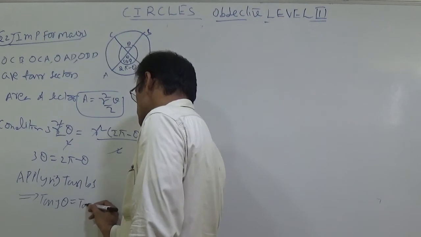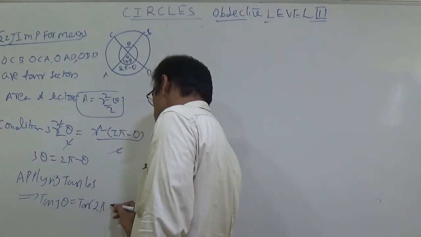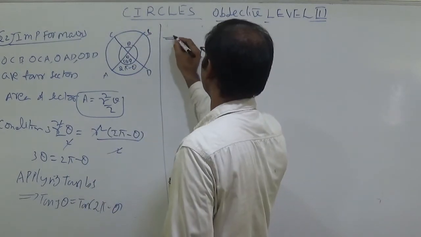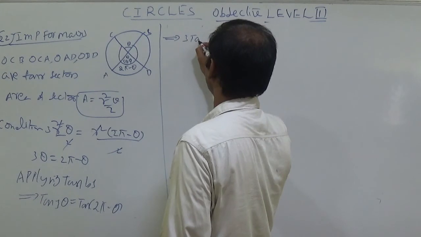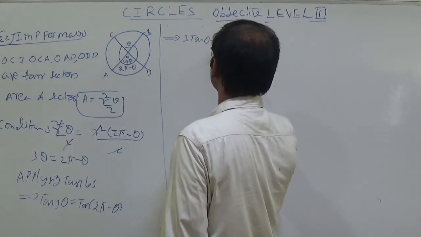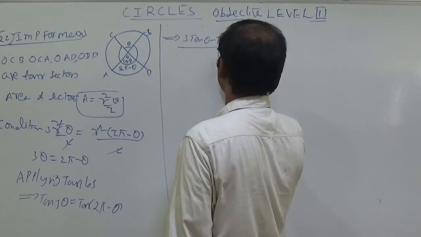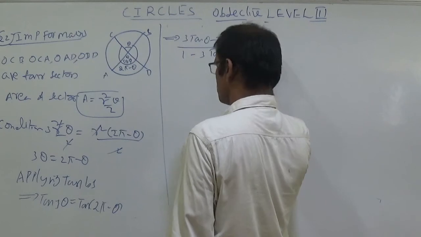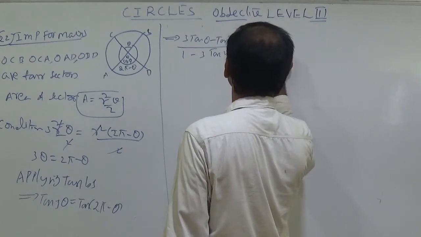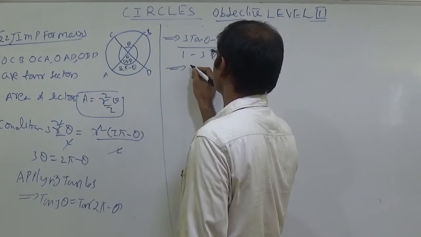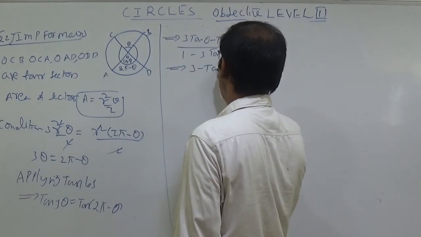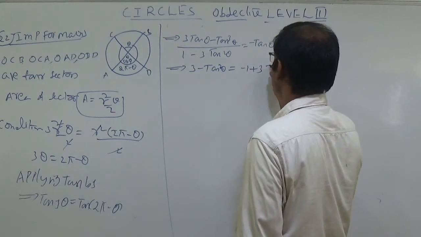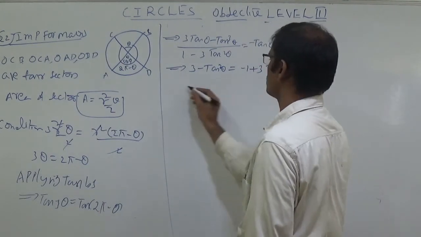Tan 3 theta is equal to tan of 2 pi minus theta. Using the tan 3 theta formula, (3 tan theta minus tan cube theta) by (1 minus 3 tan square theta) is equal to minus tan theta. That implies, dividing by tan theta on both sides, 3 minus tan square theta is equal to minus 1 plus 3 tan square theta.